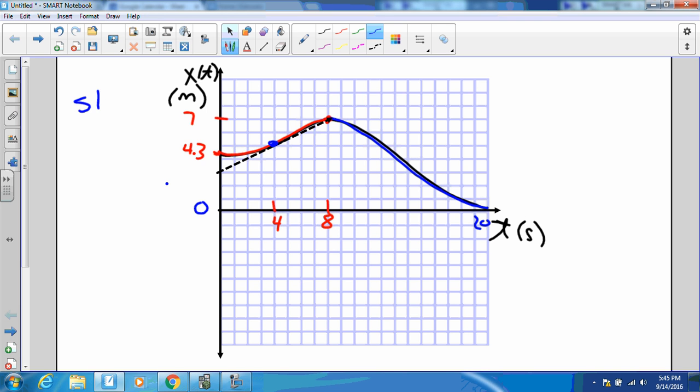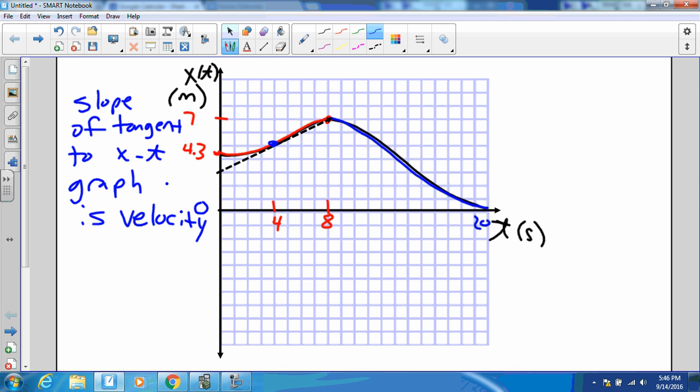But once I have drawn the tangent line, the slope of the tangent to the x-t graph is the velocity at that time. In other words, because this line is tangent at t equals 4, its slope will give me the velocity at t equals 4. And to find the slope, now that I have drawn the line, I can pick a couple of points on the line, maybe here and maybe here.